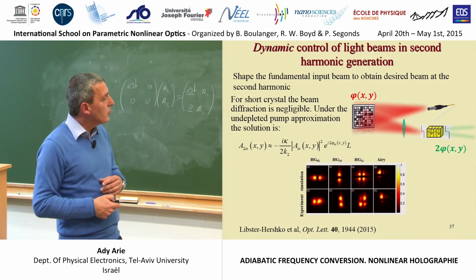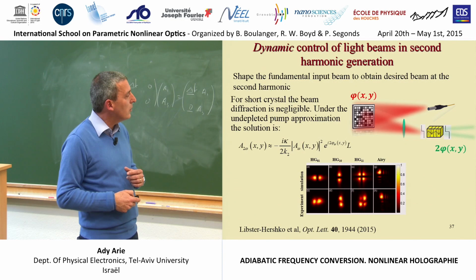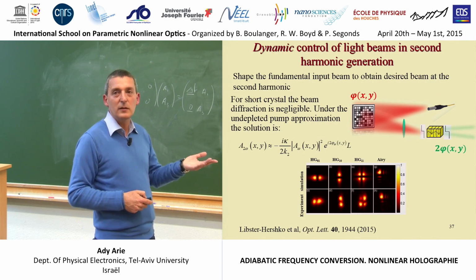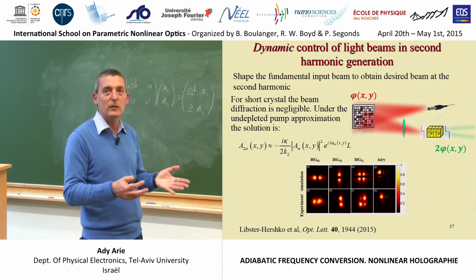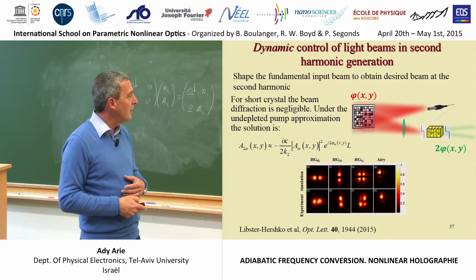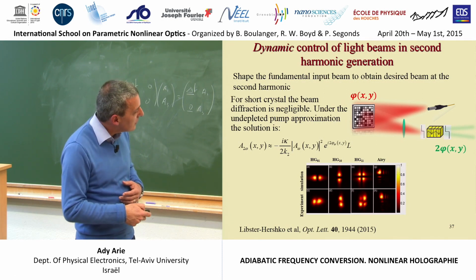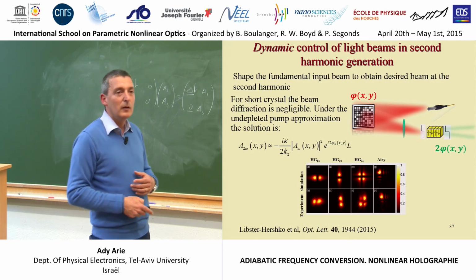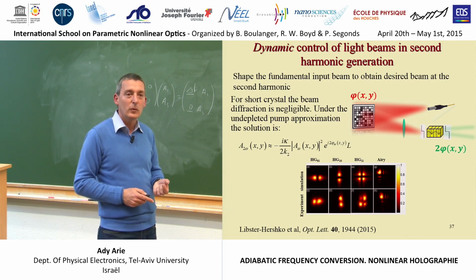If the crystal is short, it's actually quite easy. Why? Because when the crystal is short, you have some transverse phase of the fundamental, and you just get twice this phase at the second harmonic. So you decide what you want, you divide it by 2, you put it on the SLM, and it seems to work. So these are some Hermite-Gauss beams. This is not shown very well, but this is an Airy beam, so you can do it. But this works only for a crystal of about 1 or 2 millimeters.